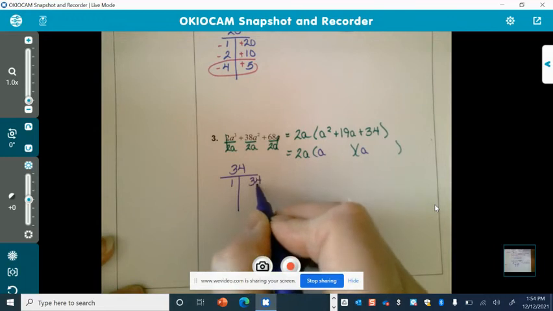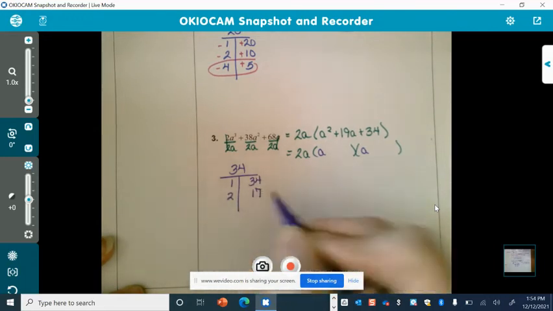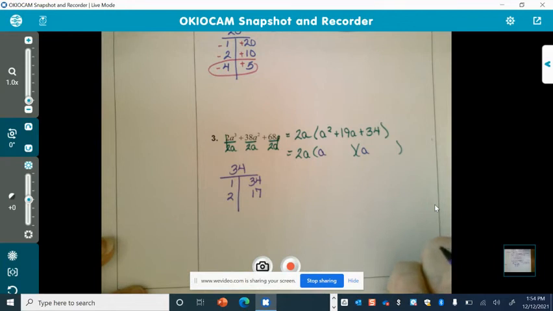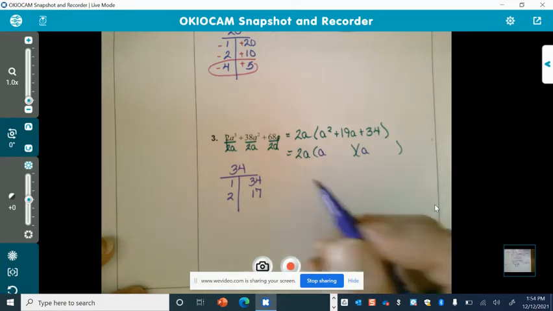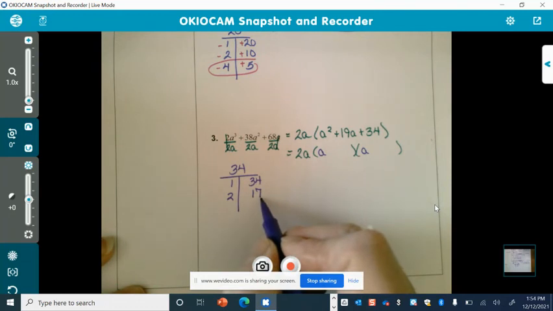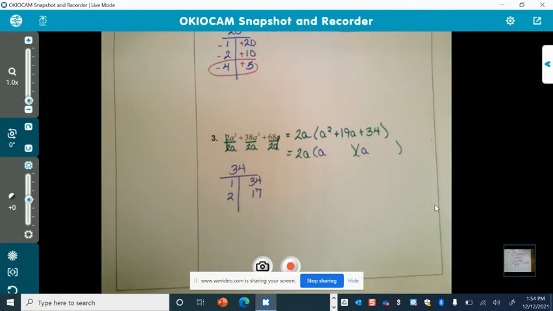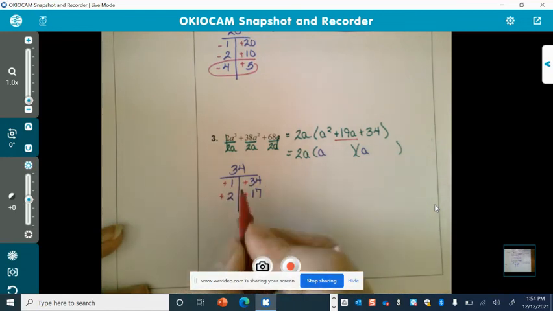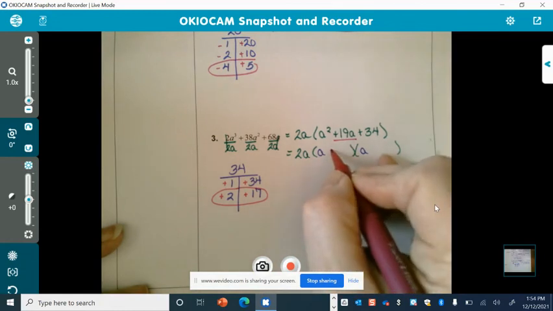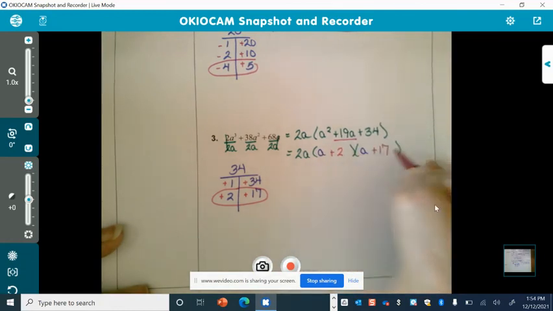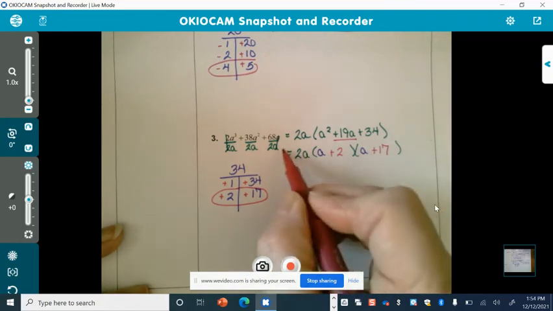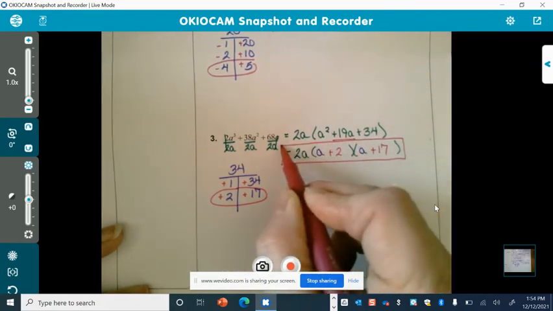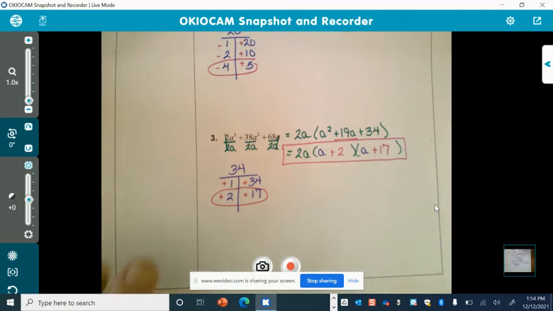1 times 34, 2 times 17, and nothing else works, right? 2 is prime and 17 is prime. This is not going to break down any further than this. If I look at the middle, I can see that both factors need to be positive. Positive 2 and positive 17 will add up to 19. All of my a's are to the first power, so this is not going to factor any farther. I am done.